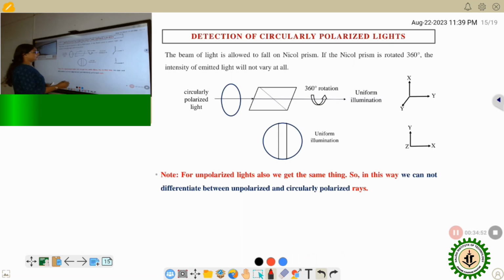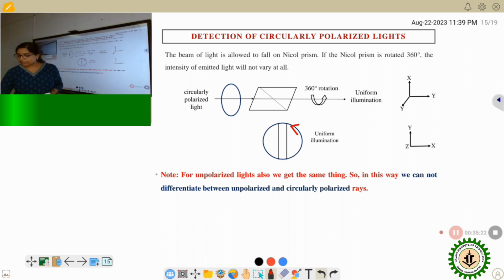In case of circularly polarized light, the tip of the electric field moves along a circle. So wherever I keep this crystal, at whatever orientation, I will always get the same intensity. So uniform illumination for a 360-degree rotation of the nickel prism or the analyzer.